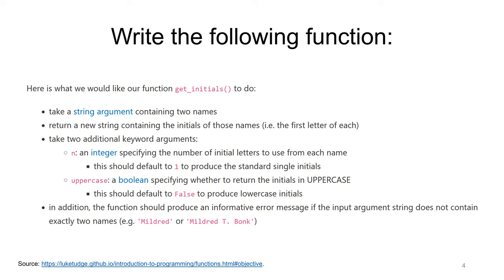Okay, so let's have a look at this objective and think of what ingredients we need for our function. The function name should be getInitials. The argument of the function should be a string, a single string containing at least one space. And the output of the function should also be a string containing the initials. And then there should be keyword arguments, which should in some way control the behavior of the function.